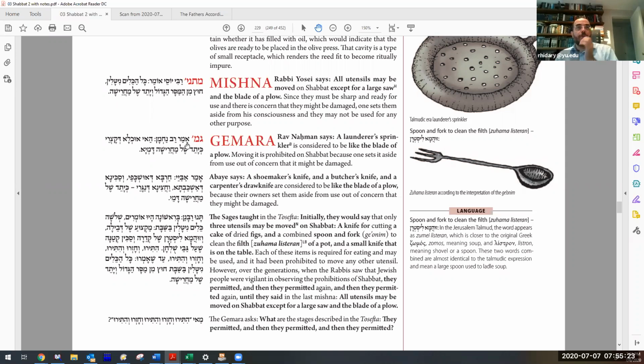Now, a few sages add a few more items and say these are also like these items, right? So these could be categorized as mukseh mechamat chesron kis, right? These are expensive or specialty items you would not use for anything else. You want to make sure that the blade of that plow doesn't get dulled because you want to use it only for that. Also, probably big and heavy things.